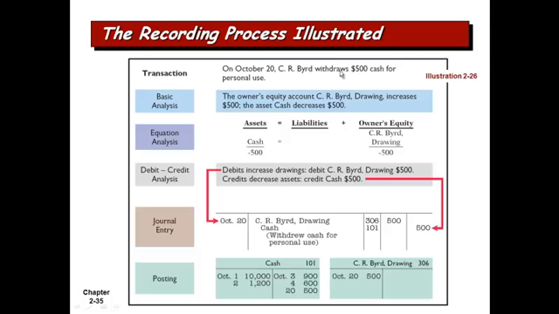Bird, the owner, withdraws $500 cash for personal use. Basically, that's going to be a debit to drawing, $500, and a credit to cash for $500. The effect on the accounting equation: reducing assets, which is cash of 500, and we're reducing equity because we're drawing out 500.